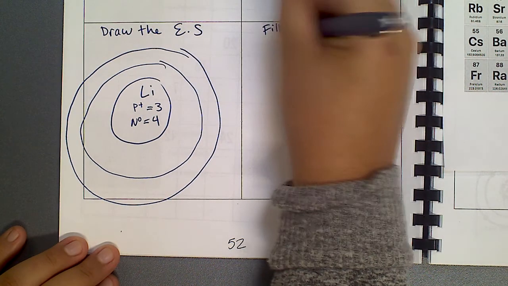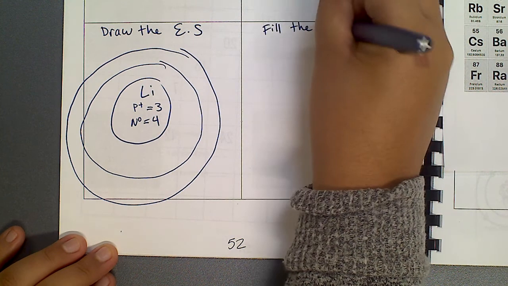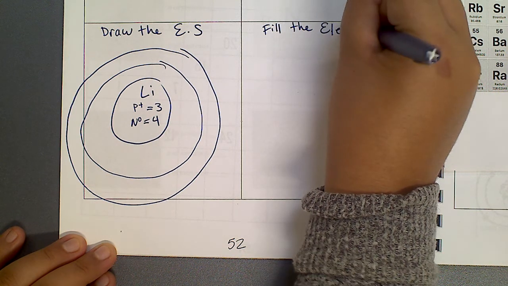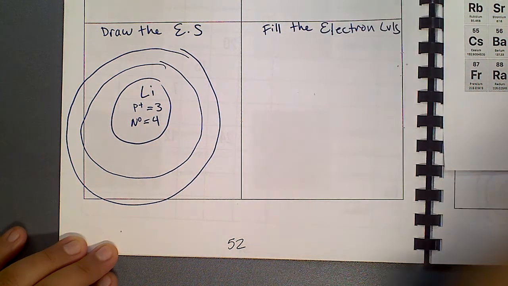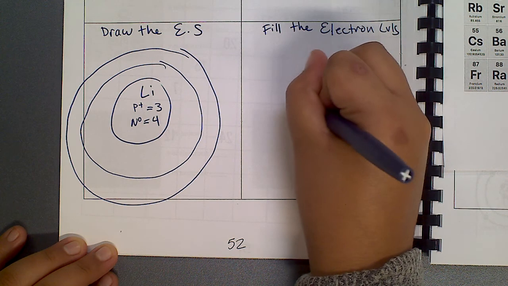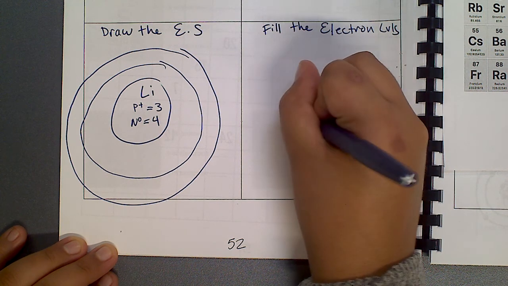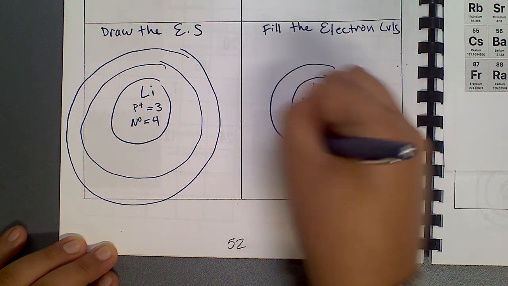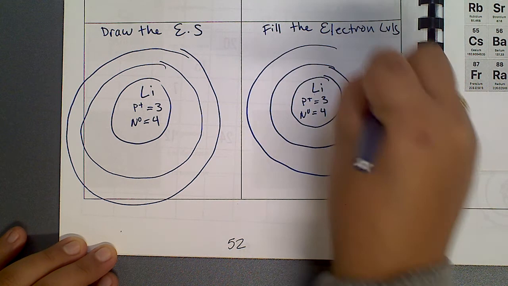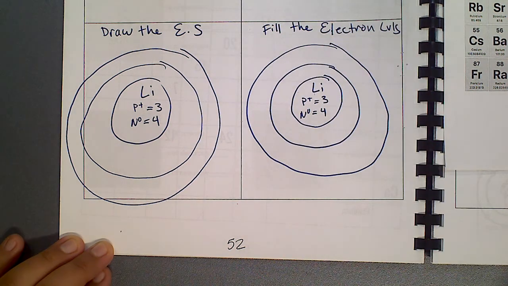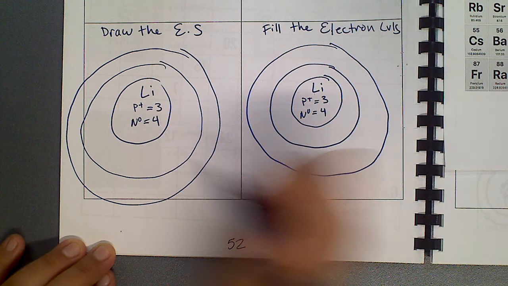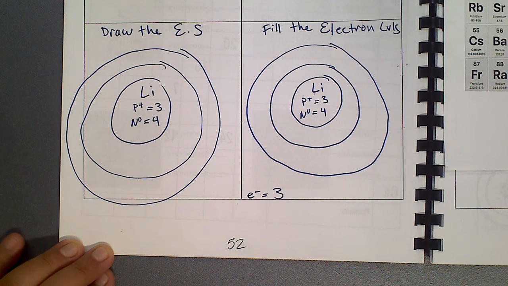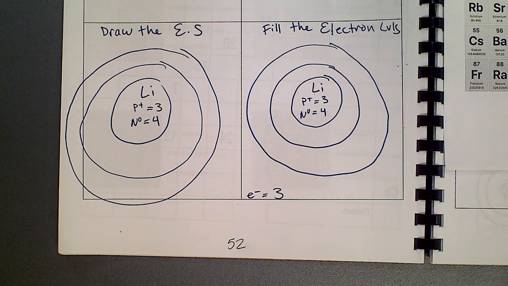So the last step is to fill the electron levels. All right, so I'm going to redo everything again. Lithium has 3 protons, 4 neutrons. There's my nucleus. And then I'm going to draw my 2 levels like that. And we found out in the beginning that lithium has 3 electrons, right? So now we need to order them in the levels.